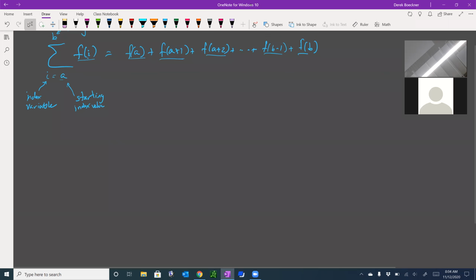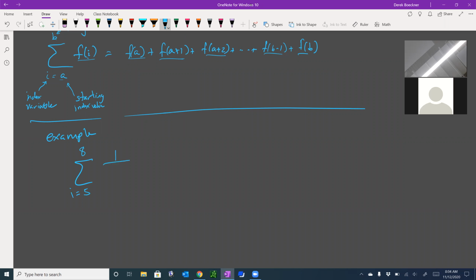So let's do some examples. Sum from I equals 5 to 8. Let's go 1 over I plus 1. So I put 5 in, I get 1 over 5 times 6, plus I put 6 in, I get 1 over 6 times 7, plus I put 7 in, and then I put 8 in. And I add those things up, and that's what I get for this summation notation.